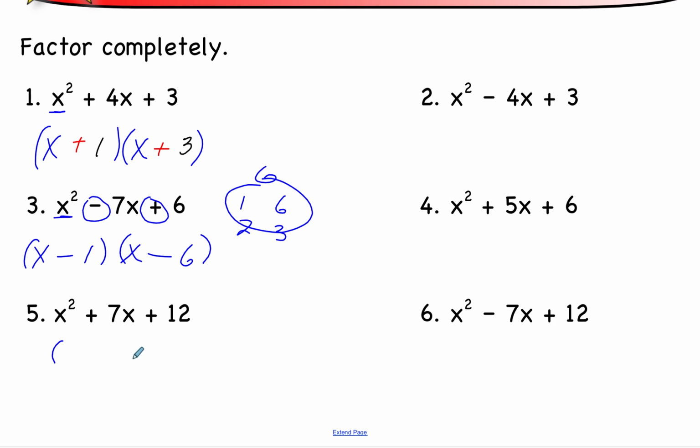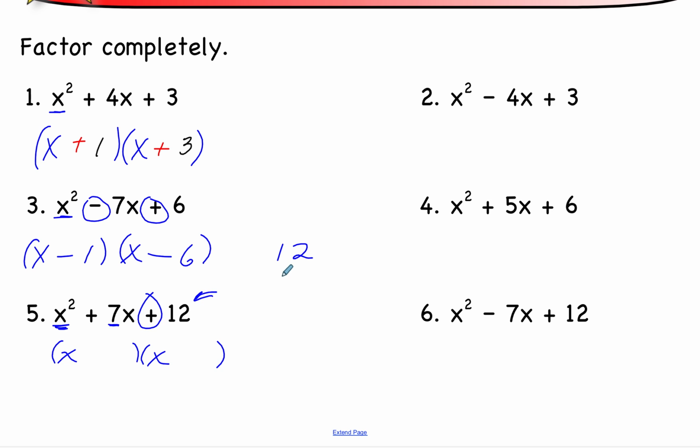On number 5, moving on through, our first factors come from x squared. The only way to get an x squared is to use an x and an x. And then our second thing that we want to do is use our constant term to determine what factors we're using. Factors of 12, right, that add to 7. So the factors of 12, there are many. We could do 1 and 12, 2 and 6, or 3 and 4. Those are all the factors of 12.